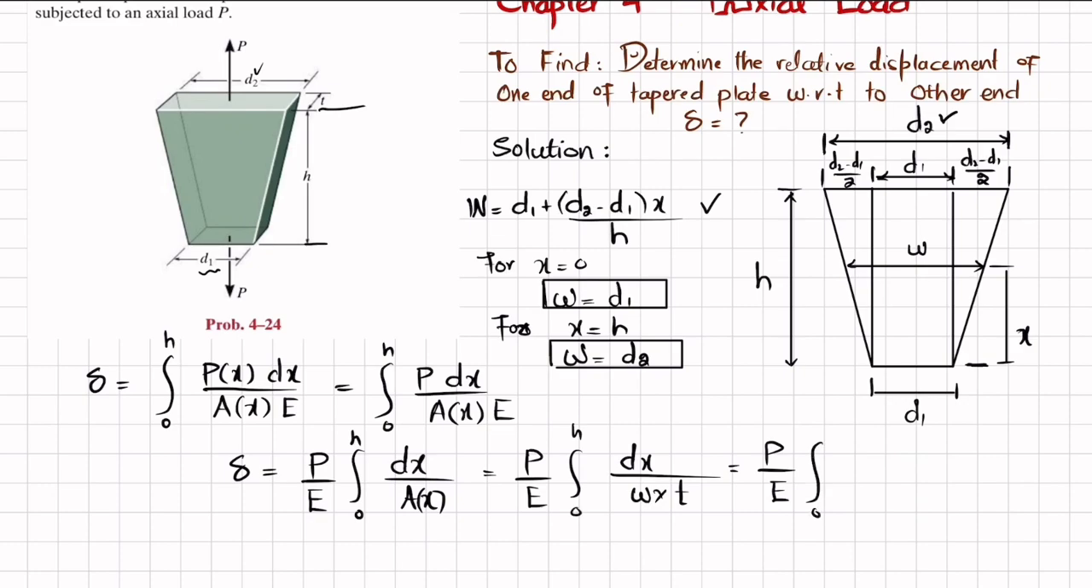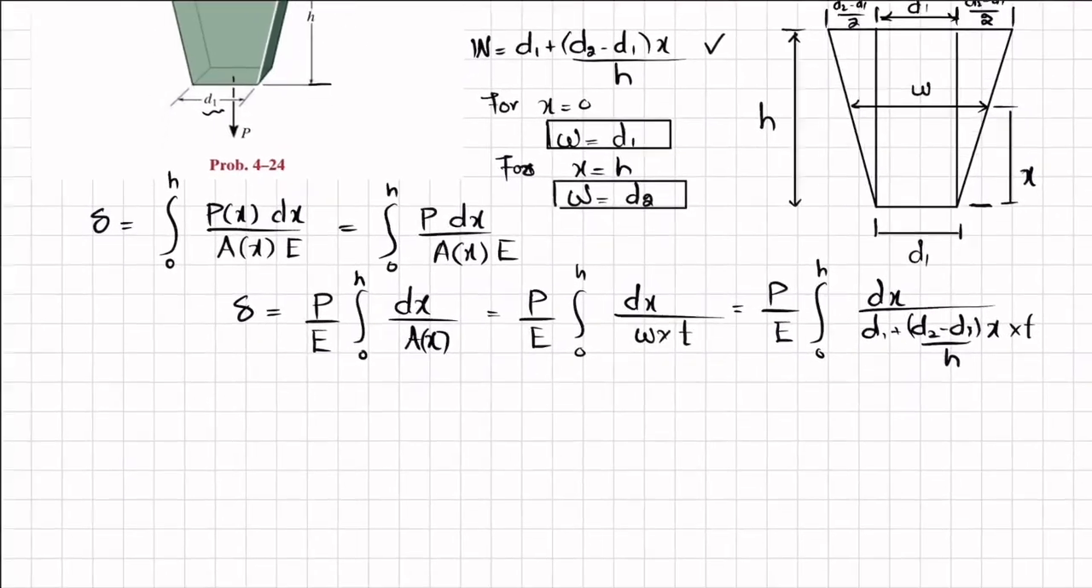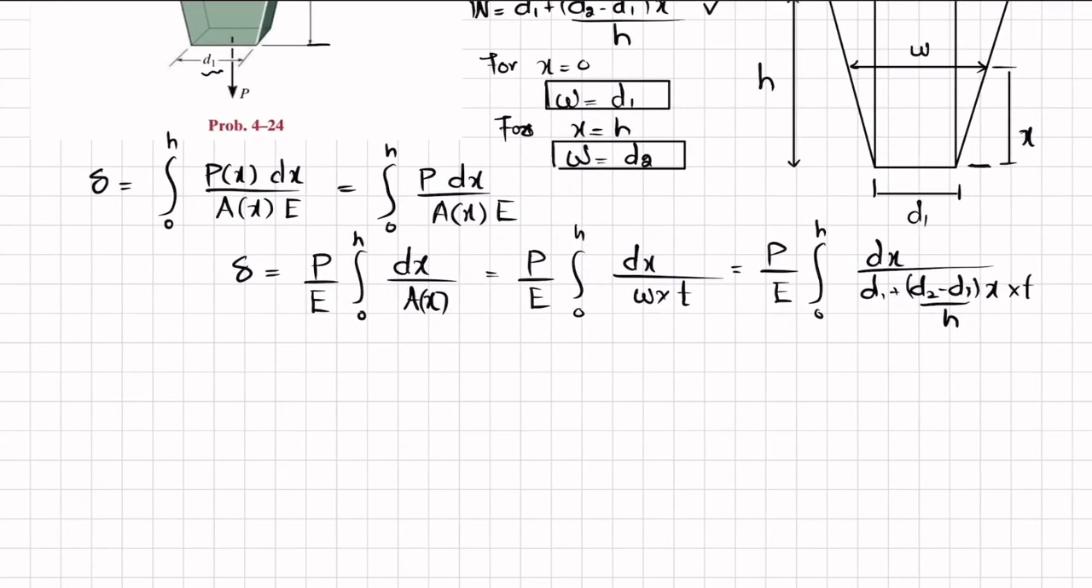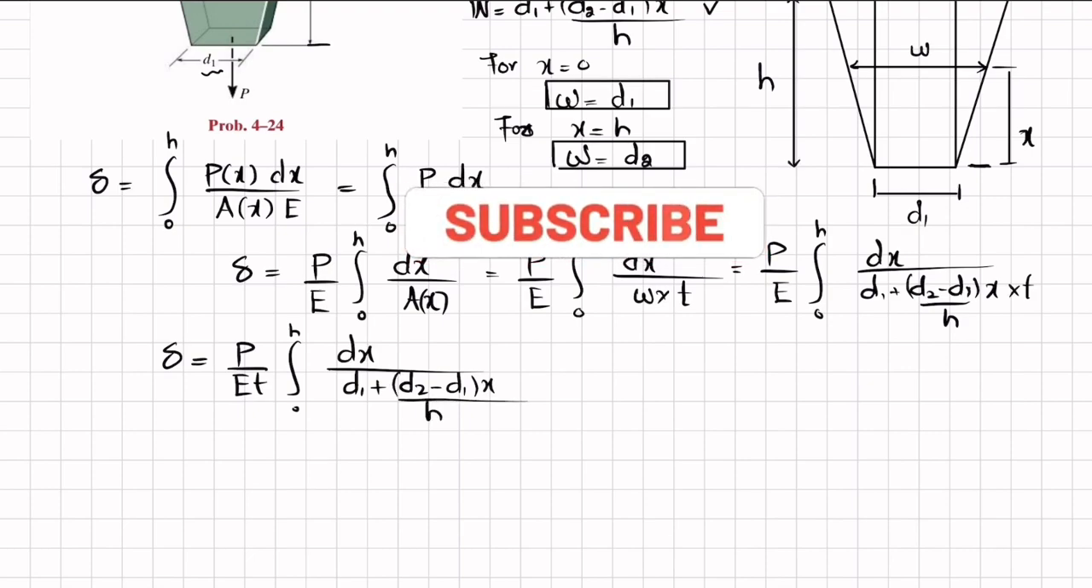So you will get integral 0 to h dx divided by w, which is d1 plus d2 minus d1 divided by h into x, multiplied by t. Okay, so what we will do is that we will take t out of this integral. So you will get p divided by e into t, integral 0 to h dx divided by d1 plus d2 minus d1 into x divided by h.